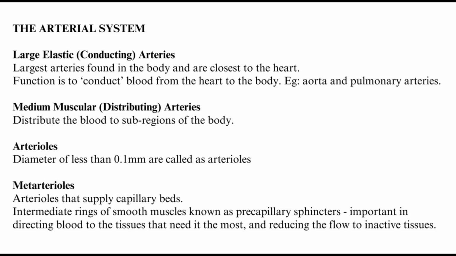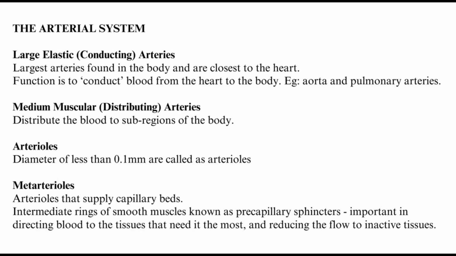Example is your aorta and pulmonary arteries. Second is medium muscular or distributing arteries. From the large elastic arteries, blood enters smaller distributing arteries. As the name says, they distribute the blood to subregions of the body. Next is arterioles. Arterioles are part of the microcirculation. They are structures with a diameter of less than 0.1 millimeter.